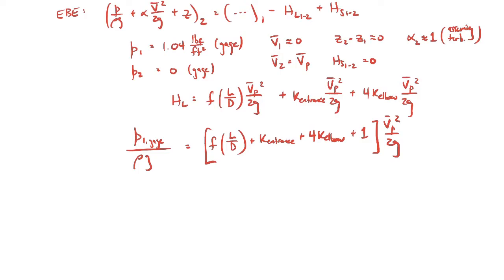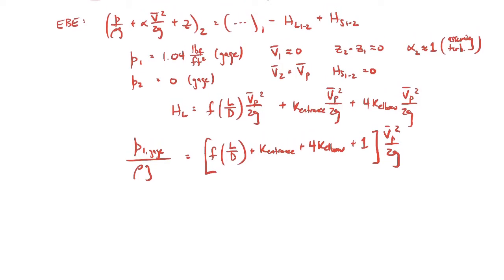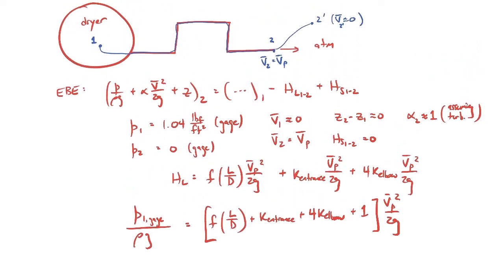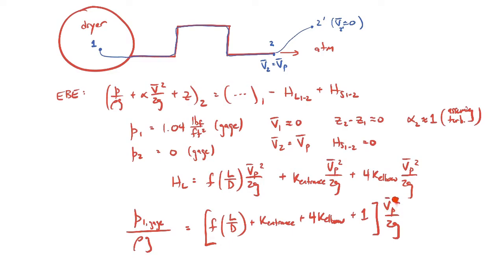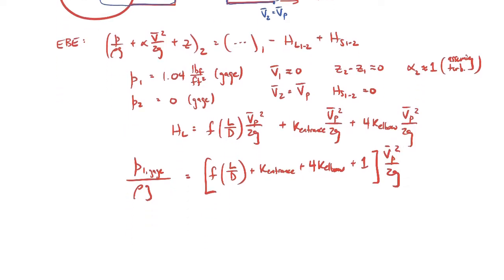Our next step is to start plugging in the numbers that we know. What we're ultimately trying to find here, by the way, is the velocity in the pipe. We're trying to get the volumetric flow rate through the pipe, which is really connected to the velocity in the pipe. We know the gauge pressure at 1. That was given as 1.04 pounds force per square foot.